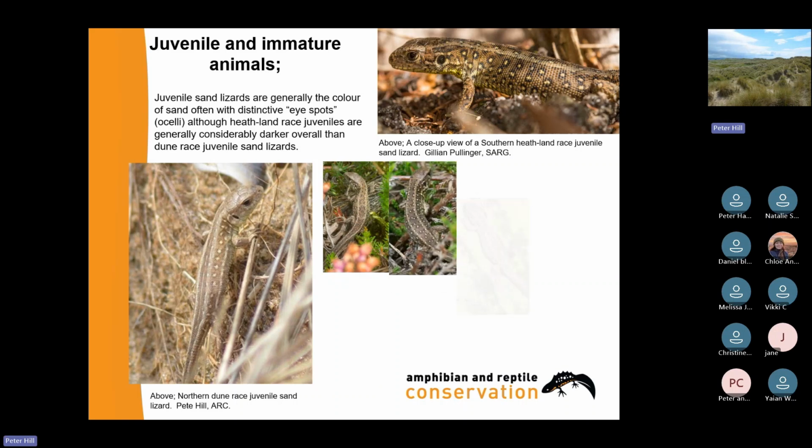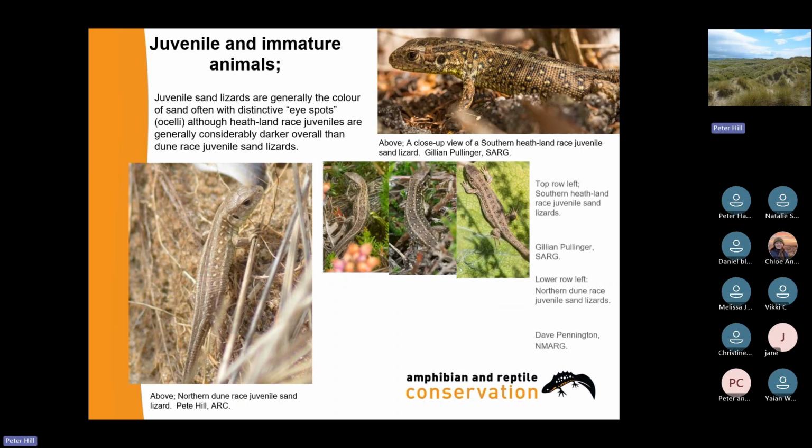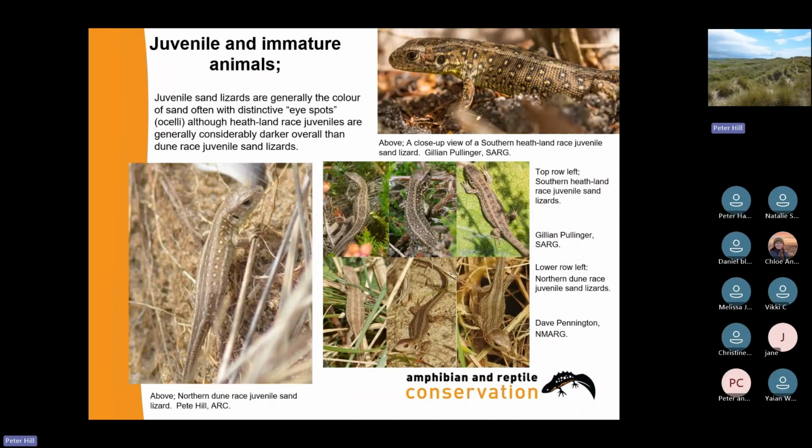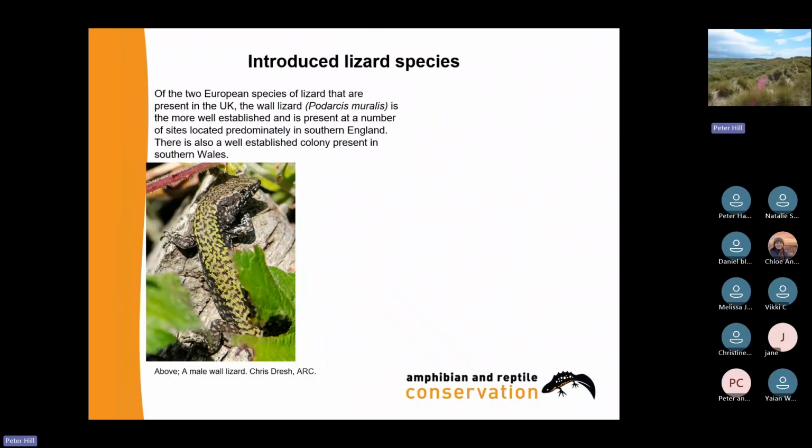Here are some examples of southern heathland race juveniles, generally darker and more ocelli, the eye pattern. Here's some dune race animals like we have in Wales, slightly different. Generally, the dorsolateral stripes seem to be broader than is the case with the southern heathland animals you can see above, and generally lighter on the dunes and darker animals on the heathlands.